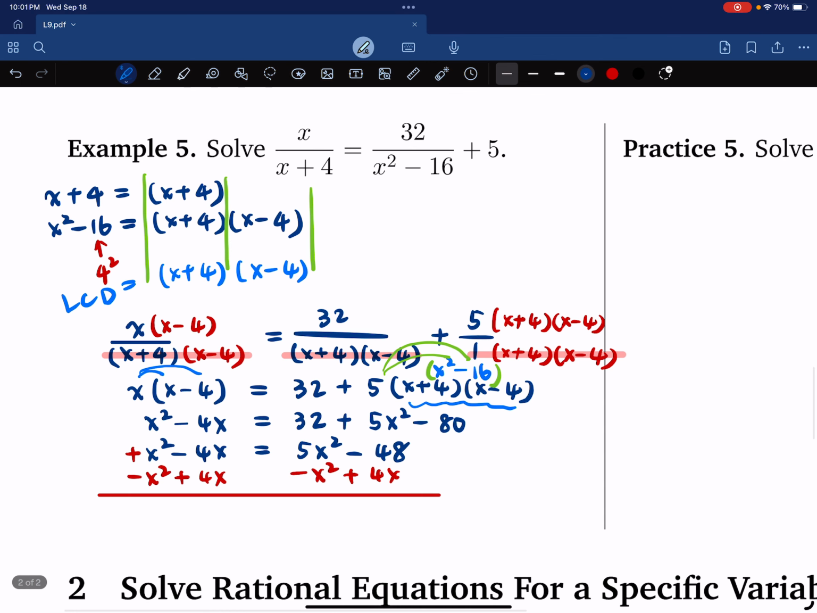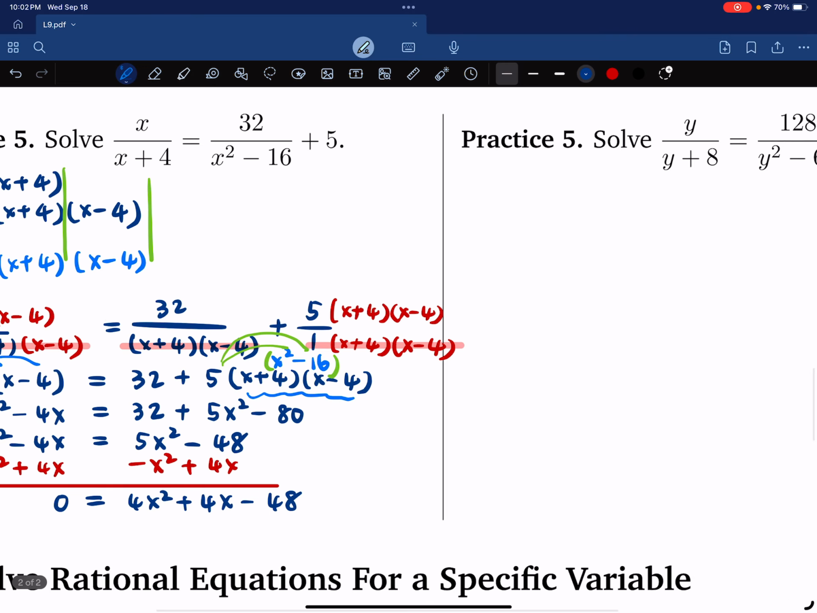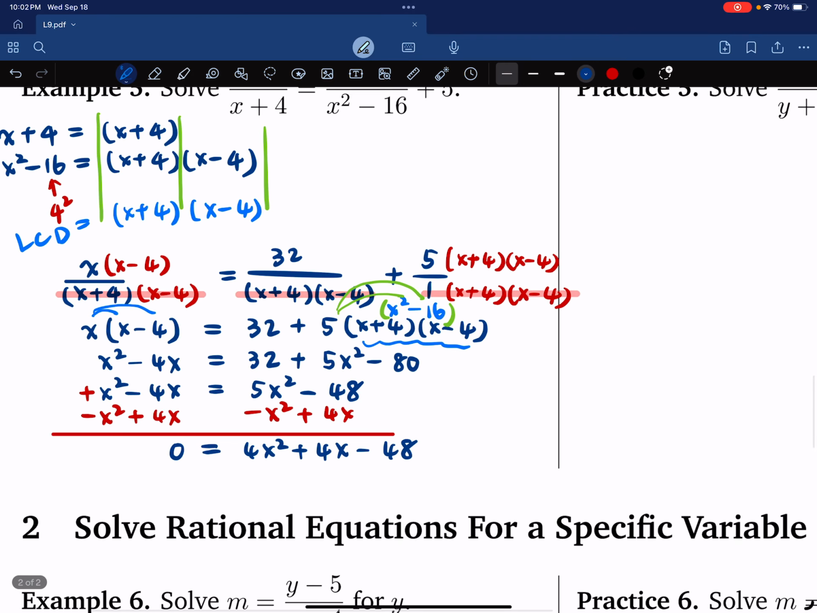And this will give me 0 on the left. On the right-hand side, it's 4x squared plus 4x minus 48. And we're going to factor the right-hand side. First thing I'm going to take out is a GCF. So there is a GCF of 4. And this will make the inside x squared plus x minus 12.